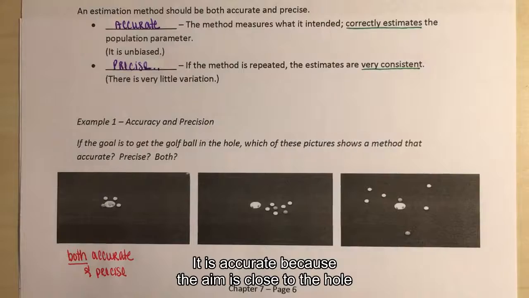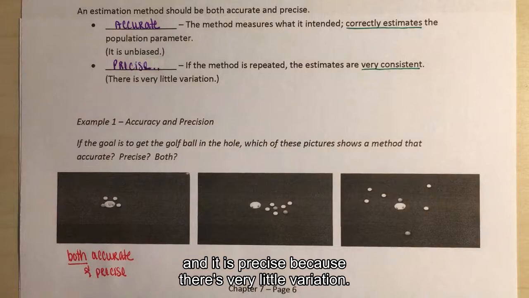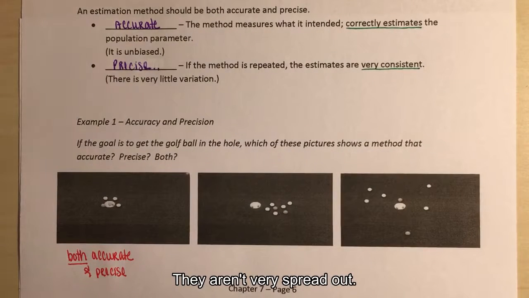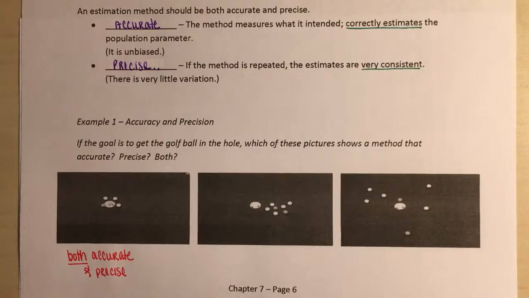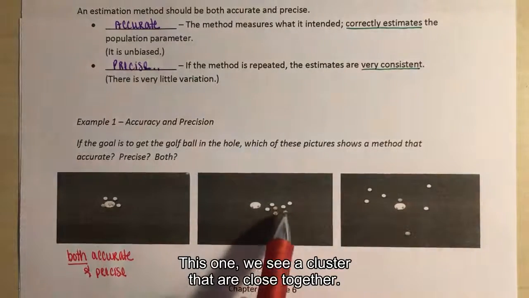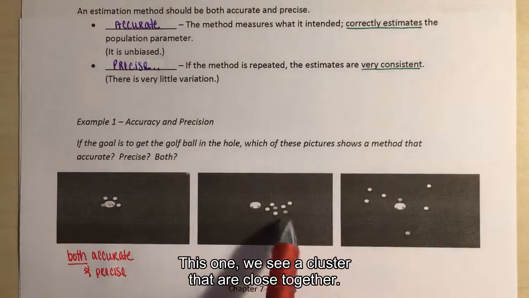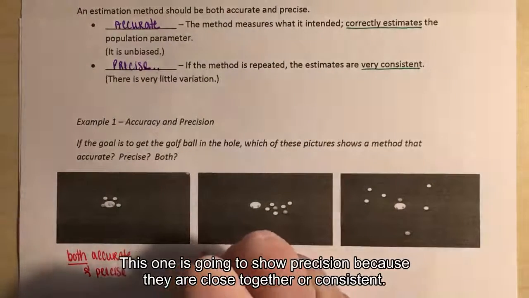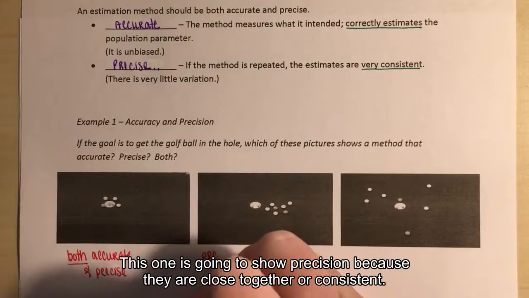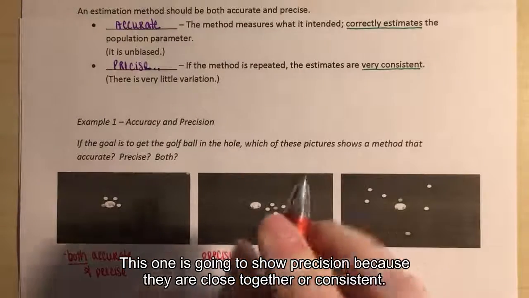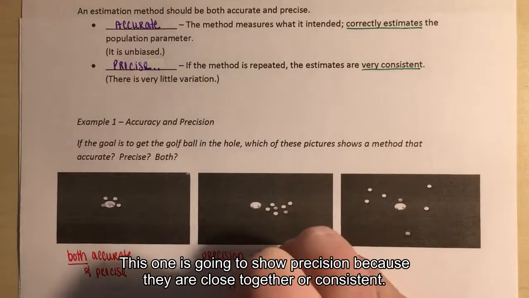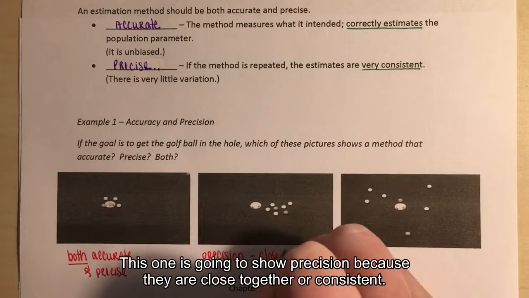Right, it is accurate because the aim is close to the hole, and it is precise because there's very little variation, right? They aren't very spread out. This one we see a cluster that are kind of close together. So this one is going to show precision, right? Because they are close together or consistent.